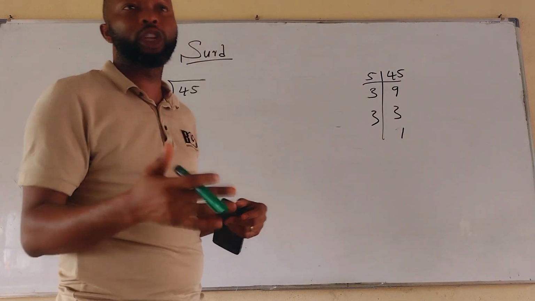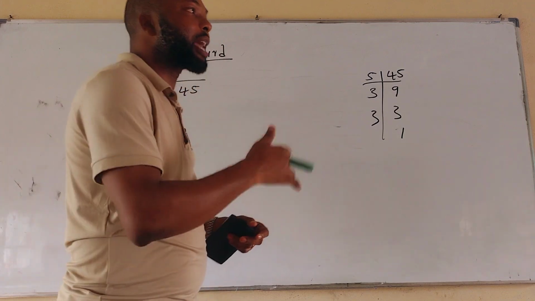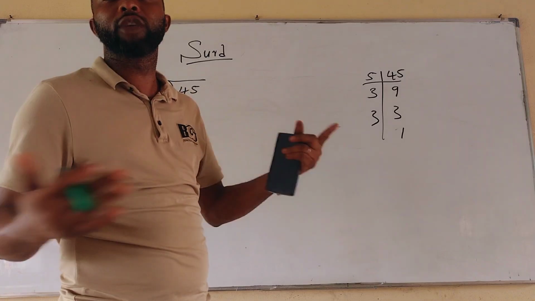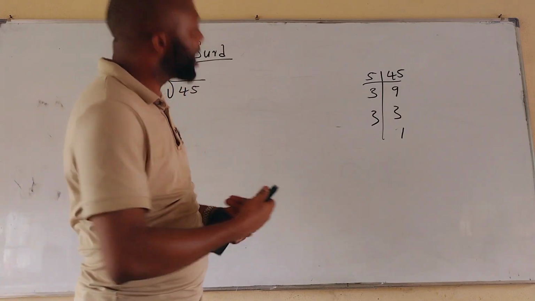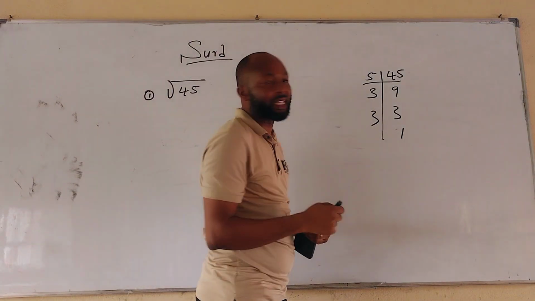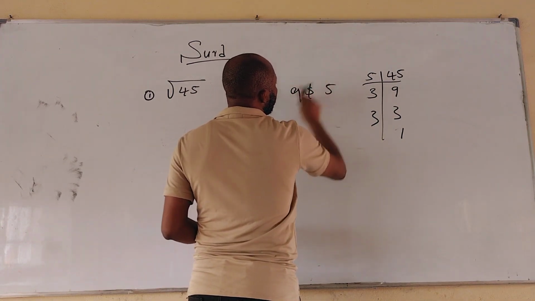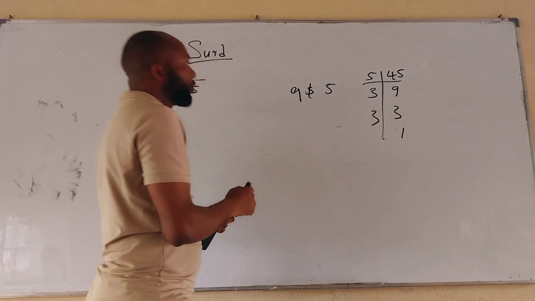2 times 2 is 4, the root of 4 is 2. 3 times 3 is 9, the root of 9 is 3. 10 times 10 is 100, the root of 100 is 10. So it means that 3 times 3 here, which is 9, I can now have 9 and 5, because 9 times 5 will give me 45.